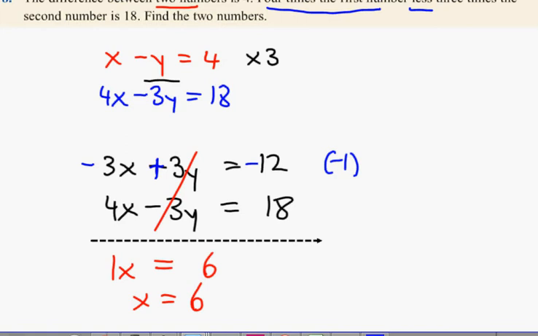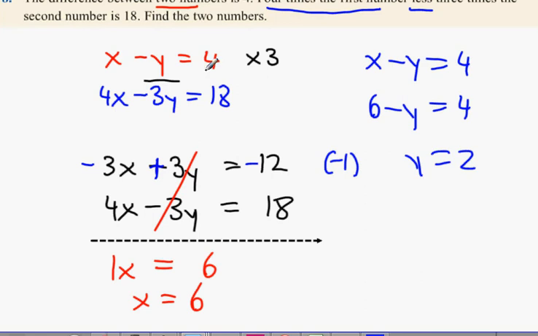Okay. Now, if x equals 6, what does y have to be? Pick an equation, the first one or the second one, doesn't matter. I'm going to check, do the first one. The first one looks easier. So 6 minus y equals 4. Y therefore is 2. Next question.